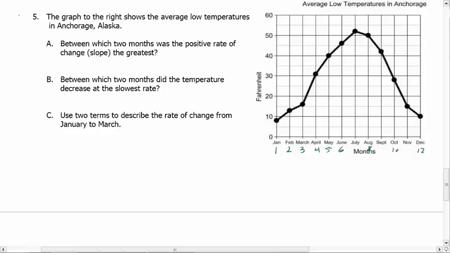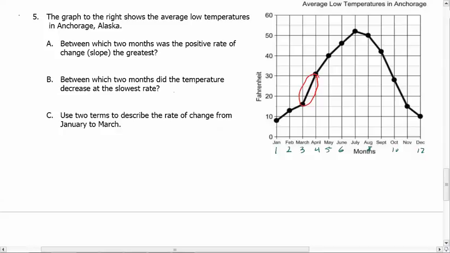So can you see where along here there's the greatest change from 1 month to the next? Well, hopefully you've identified this right here from March to April, because that's where it's the steepest. All right, so March to April, that would be the answer to A.